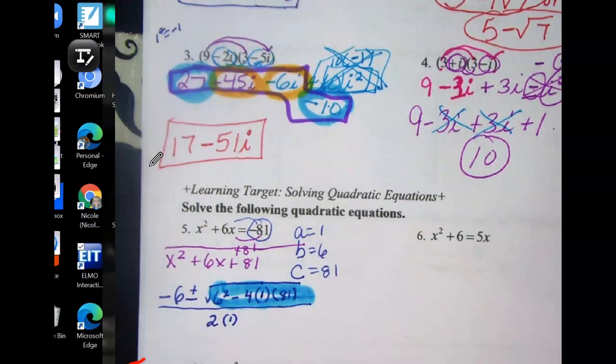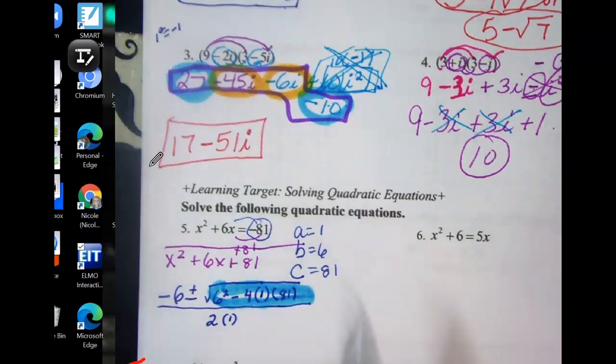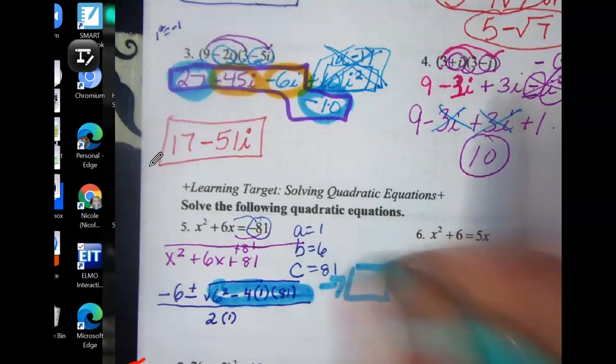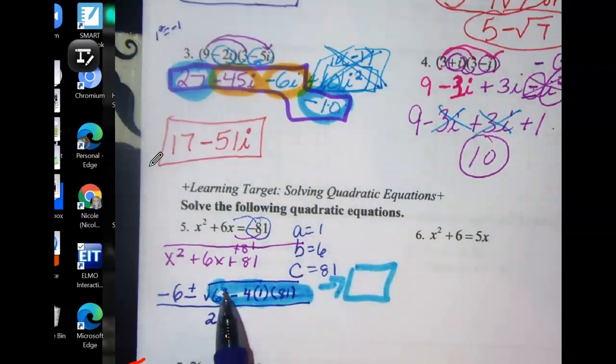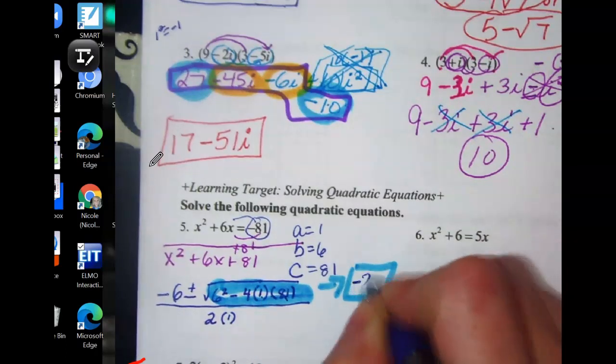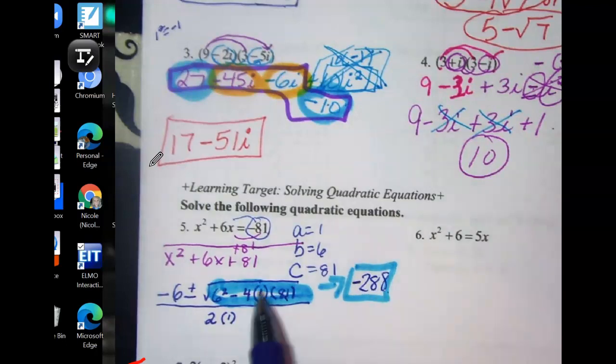So again, I like to find our discriminant first, which is this blue part. I'm going to find that and put it in here, just the blue part. So 6 squared, minus 4 times 1 times 81. If you put that all into your calculator, you get negative 288. That's just the discriminant part.